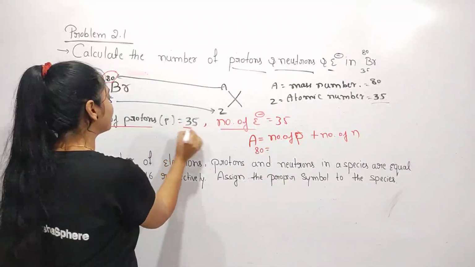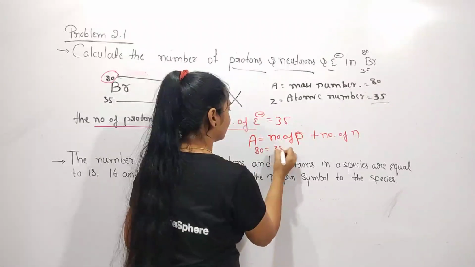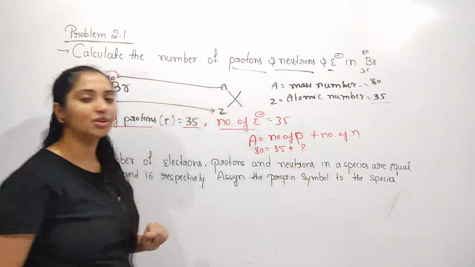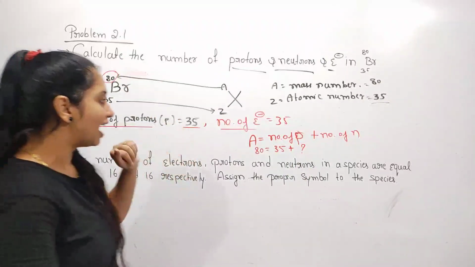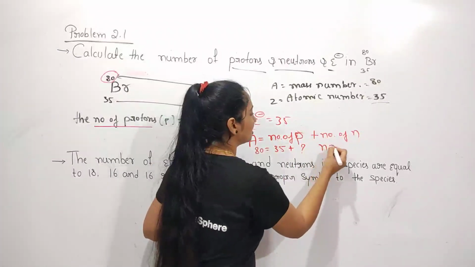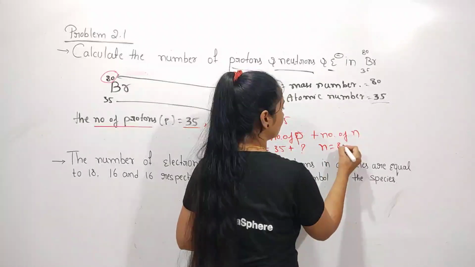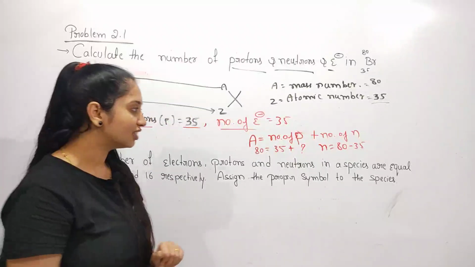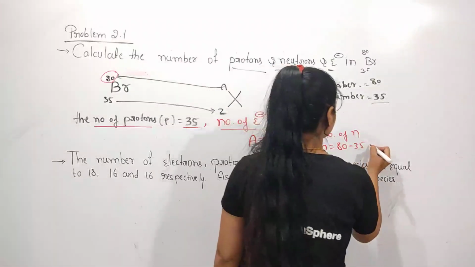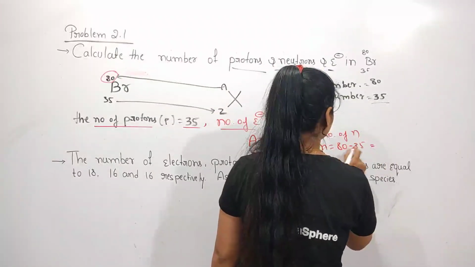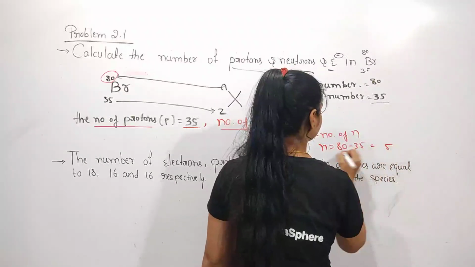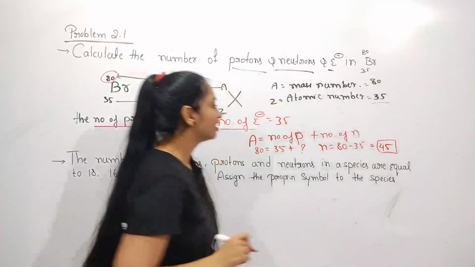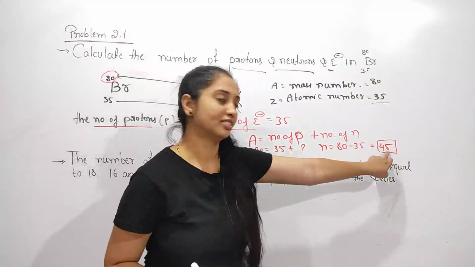The number of protons is equal to 35, plus the number of neutrons, which we don't know. So by calculation, neutrons equal 80 minus 35. 80 minus 35 is 45. So this is the number of neutrons here.